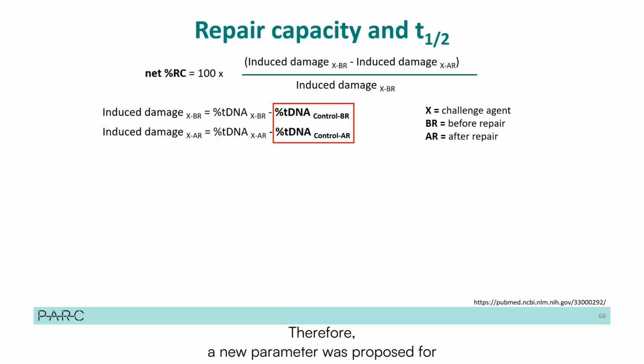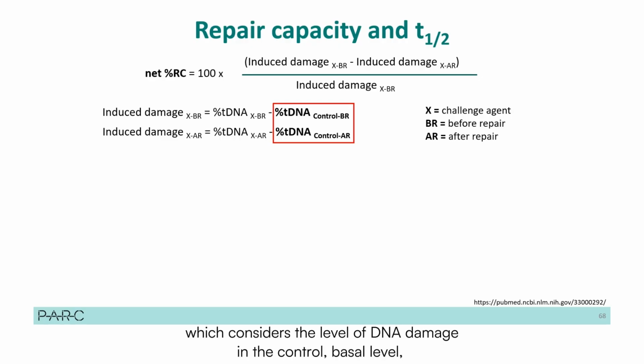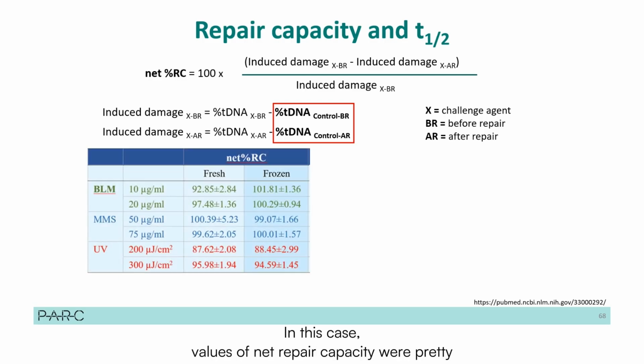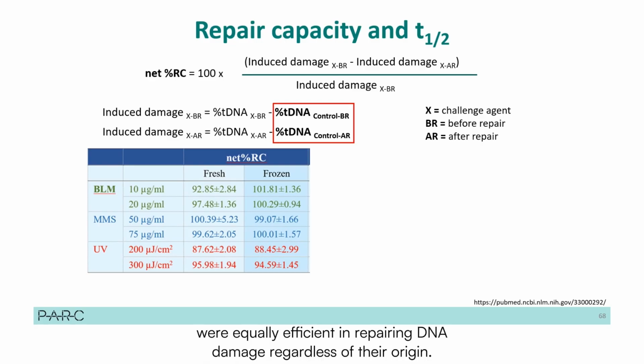Therefore, a new parameter was proposed for estimating the repair capacity, the net repair capacity, which considers the level of DNA damage in the control, basal level, when calculating the induced damage before repair and after repair. In this case, values of net repair capacity were pretty close to 100 in all cases, reflecting total repair of the damage induced. And no significant differences were observed between fresh and frozen cells, indicating that both biological samples were equally efficient in repairing DNA damage, regardless of their origin.